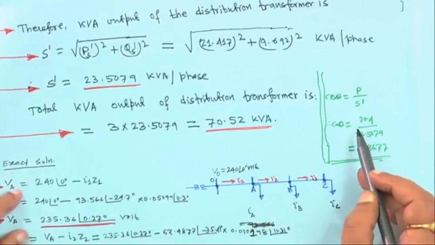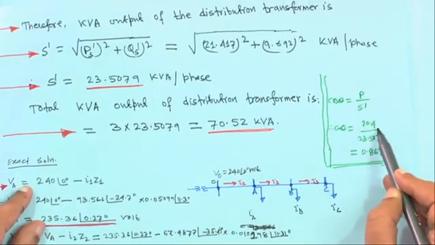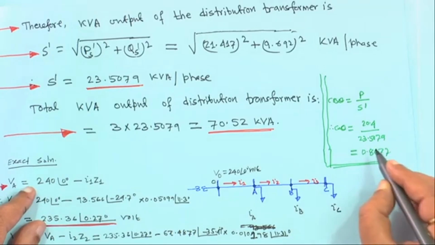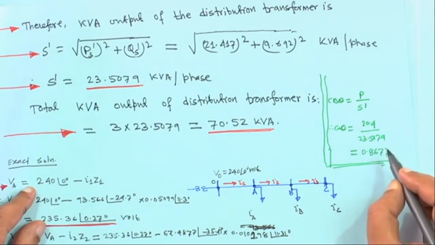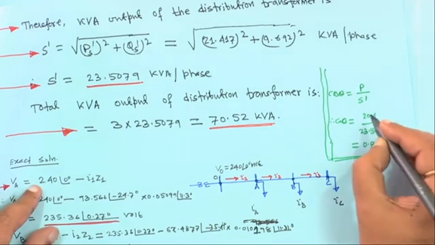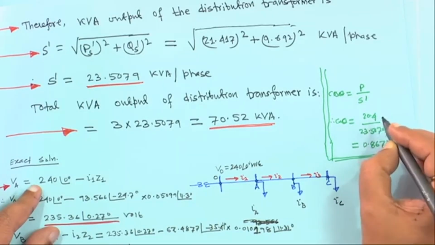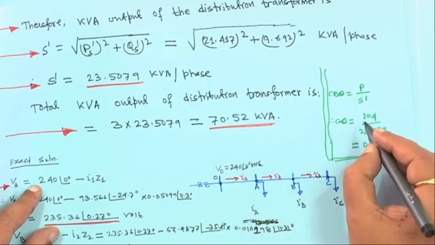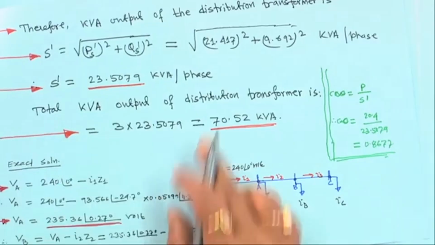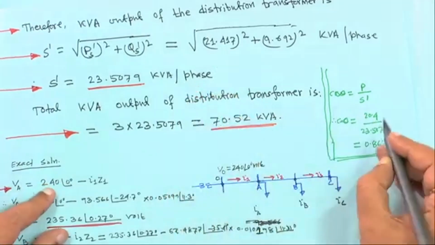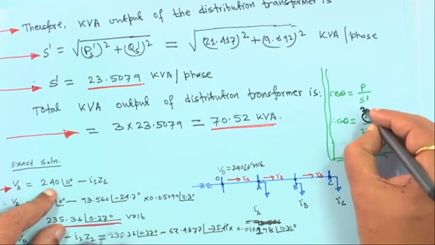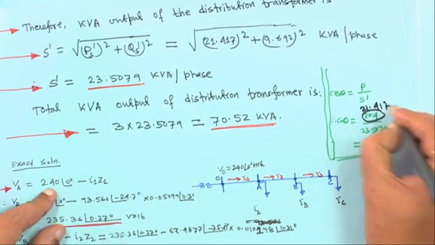Therefore, the power factor will be P by S dash. So, 20.4 divided by 23.5079 is 0.867. But at the substation, the power factor, instead of the 20.4 load, you should take the PS dash, which is 21.417.